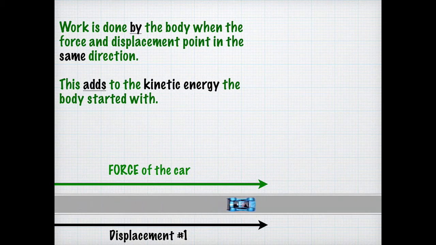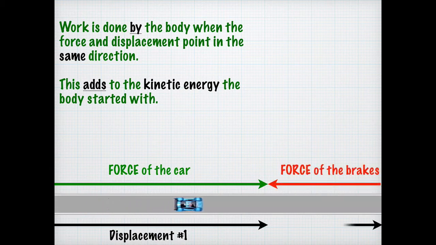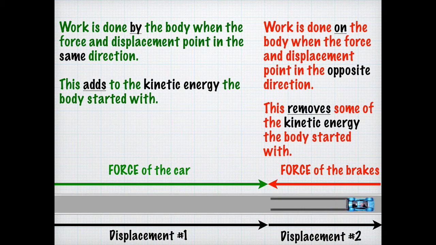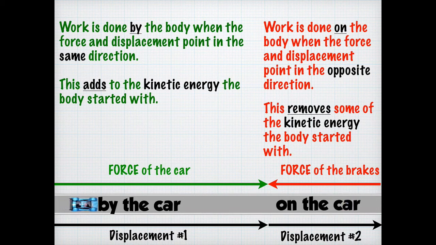Now to figure this out, it's really easy. You take one finger in the direction of the force, one finger in the direction of displacement, and when they go in the same direction, that's the by preposition. Now when it stops, it's still going to move a distance, but the force is going to oppose the motion. So one finger goes one direction, and the other finger goes the opposite direction. Since your fingers go in opposite directions, we're going to use the word on. So the work of the brakes is being done on the car. So by the car, force and displacement go the same direction, and on the car, the force that's being applied to it is going in the opposite direction. When you say on the car, it's removing energy from the car. When you say by the car, it's adding kinetic energy to the car.